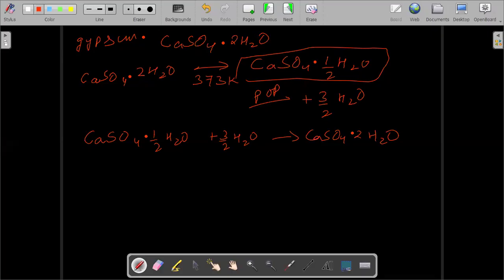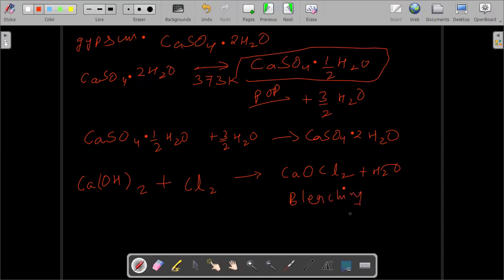Bleaching powder is obtained when chlorine gas is passed over slaked lime. This calcium hydroxide is taken as dry calcium hydroxide. Just remember, you take it as dry calcium hydroxide and not wet. Pass chlorine gas through it, and you get calcium oxychloride, CaOCl2. Its chemical name is calcium oxychloride. It will form calcium oxychloride, and a water molecule will be released. So this is your bleaching powder.